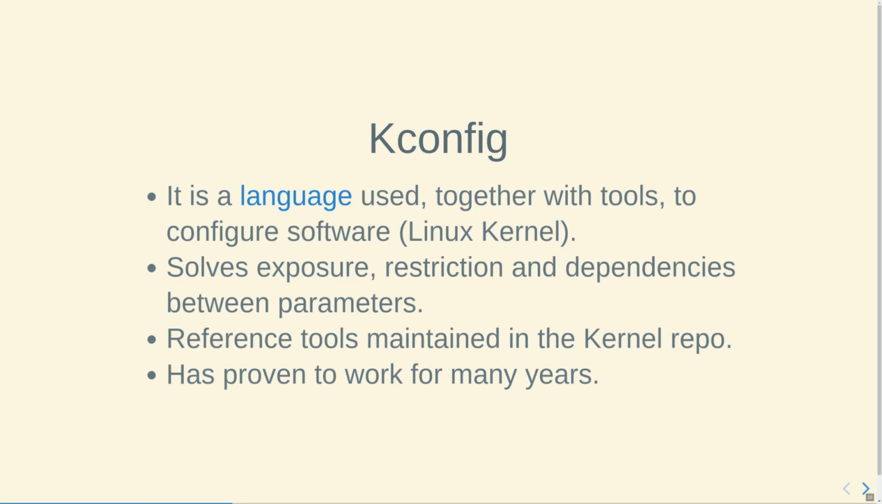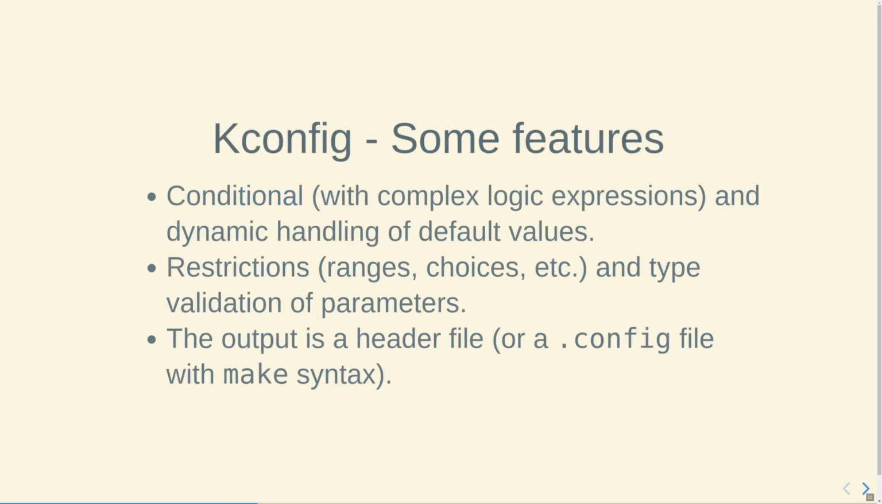Most of the reference tools are maintained by the kernel community in the repository, and it has proven to work for many years now. Some features of Kconfig include conditional and dynamic handling of default values for configuration options, restrictions like ranges, choices, and types for the configuration options, including validation of their parameters. Commonly, the output is a header file and optionally a configuration file which has makefile syntax and can be used afterwards by the build system to select which modules are being built.